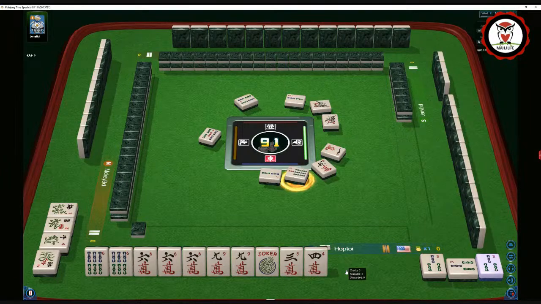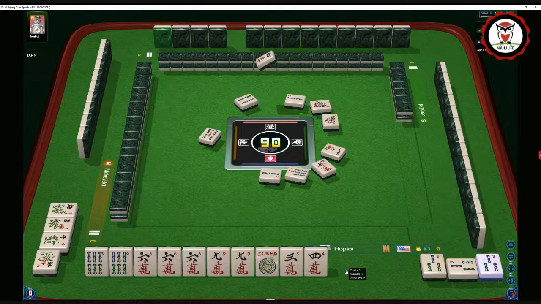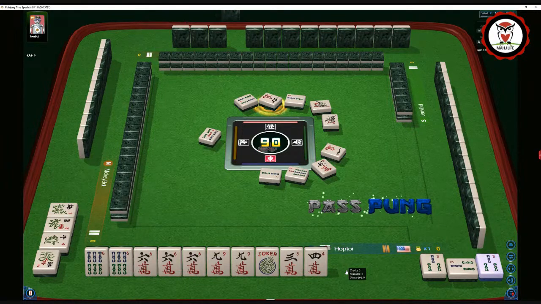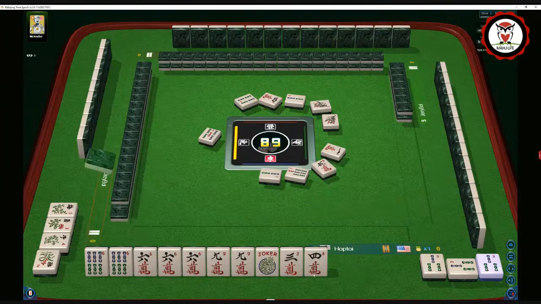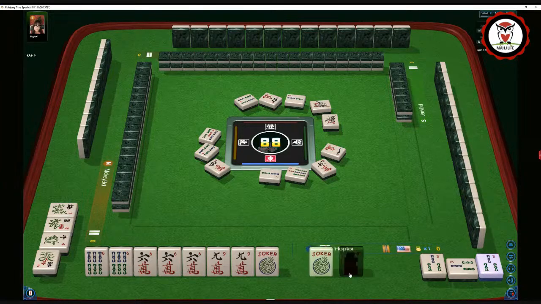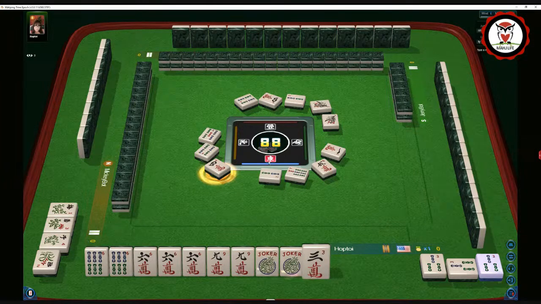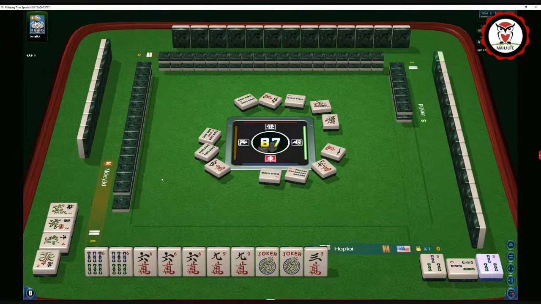7 bamboos. We have 2 discards, and we've had 4 characters. 2 rounds of picking. We're going to pass, of course. 4 bamboos. We need a good pick. A joker will do. So now we're set. That took 3 picks from the wall.